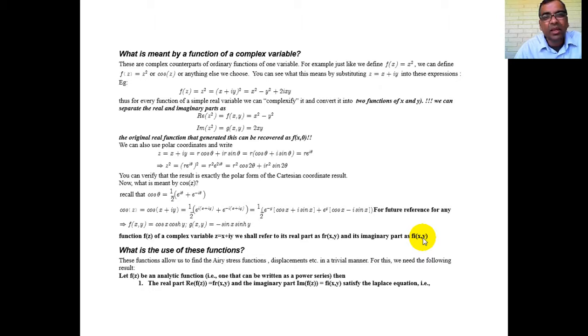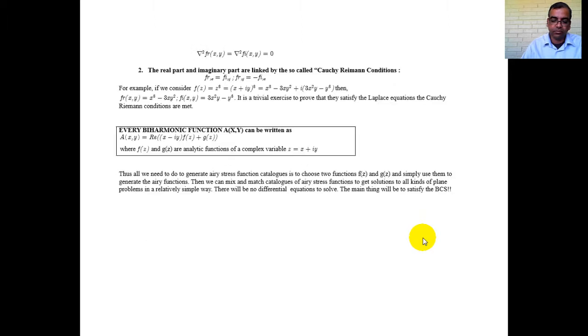First thing is, if you take any complex function, f of z, which is reasonably nice, that means it has to be analytic. That is, it has to be written as a power series. Okay. If you take any complex function, the beauty is its real part and imaginary parts will automatically satisfy Laplace equation, del squared f equal to 0.